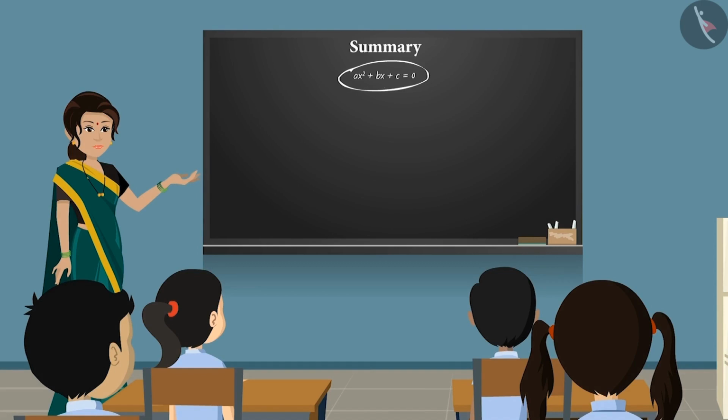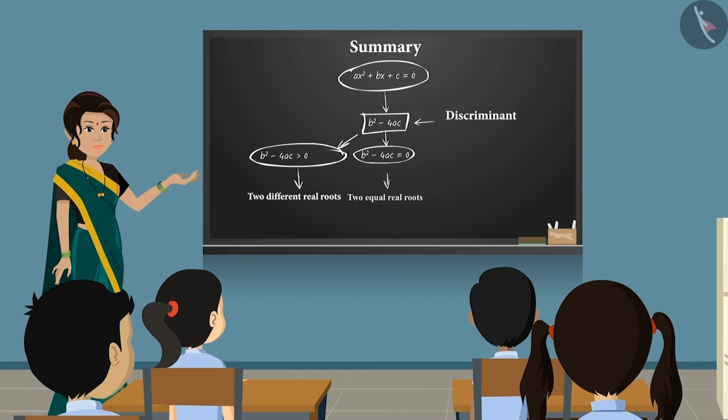Today we saw that for a quadratic equation, if the discriminant b square minus 4ac is greater than 0, that is positive, then the equation will have two unequal real roots. Is equal to 0, then the equation will have two equal real roots. Is smaller than 0, that is negative, then the equation will have no real roots or two unequal imaginary roots.